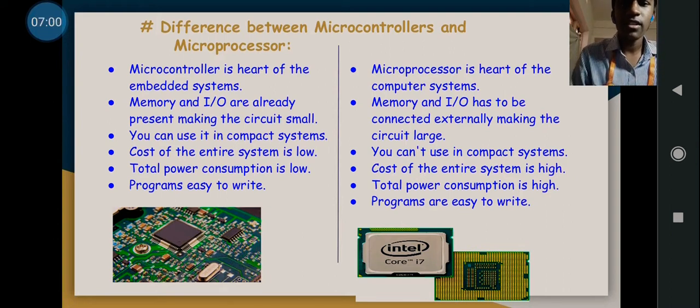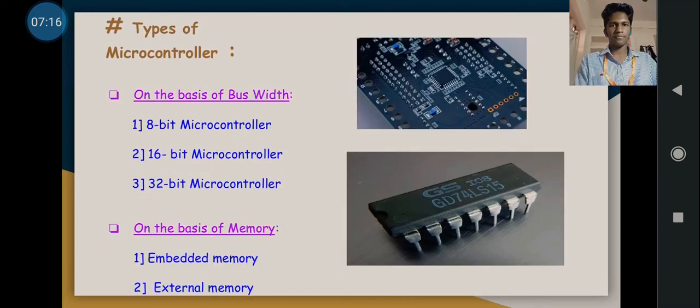One of the major similarities between microcontrollers and microprocessors is that programs are very easy to write in both of these.